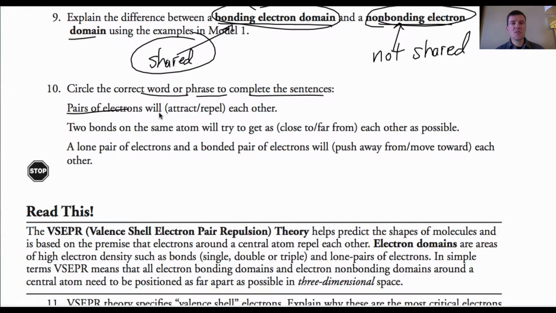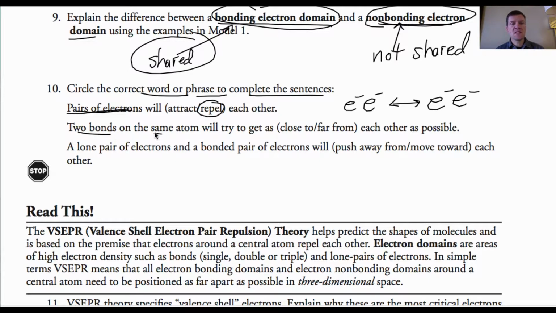Pairs of electrons. What do electrons do? Well, electrons are negatively charged. So if you have two of them, or even if you have pairs of them, they are going to repel each other. Like charges repel. So electrons are going to try to push away from each other. That's going to be important to remember as we look at our theory, which is called the VSEPR theory. You're going to see how this is developed in a little bit. Pairs of electrons will repel each other.